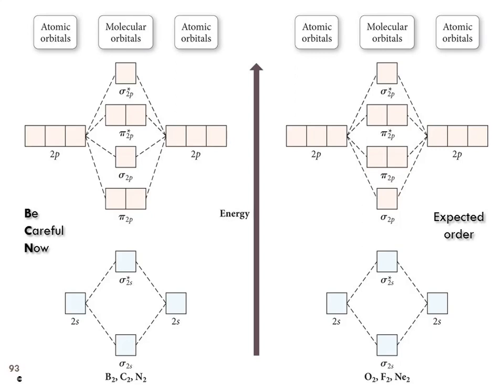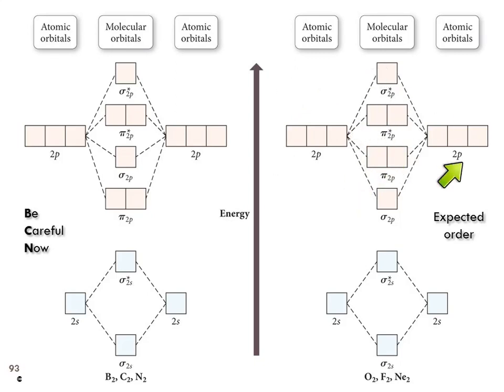How do we know when it isn't? How do you know when it isn't? You remember, be careful now. Boron, carbon, nitrogen. So this is the order for boron, carbon, and nitrogen, and this is the order for the other things. So what's the difference? The difference is up here. Here we have the sigma is the lowest energy for the bonding and the highest for the antibonding, and the pi orbitals are in the middle.